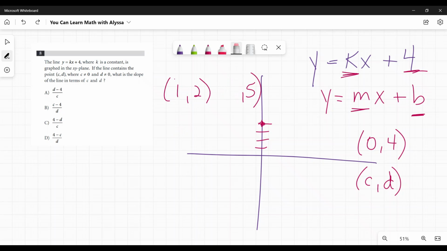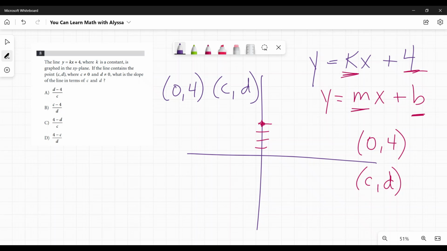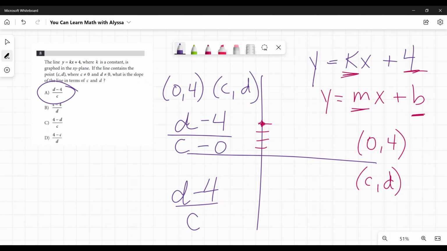So that's what you have to do. Just the only difference here is we're not using numbers. We are using some numbers, but then we're using some variables. So I'm going to do that same thing. I have my 2 points, 0, 4, and c, d, and I'm going to start with this one and subtract those. The y's go on top. So d minus 4 on top, and then c minus 0 on the bottom. Since we know that c is not 0, we're told that over there, I can just say c minus 0 is c, and d minus 4 stays the same on top. So d minus 4 over c, or A, is my answer.